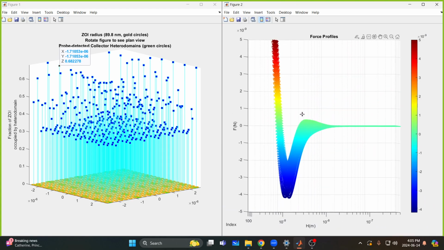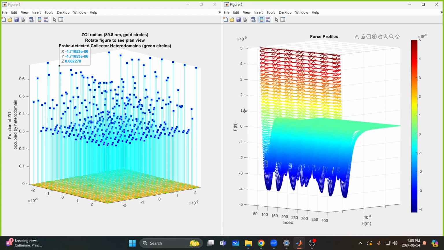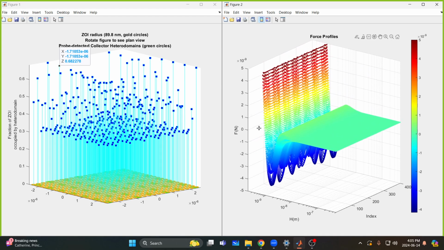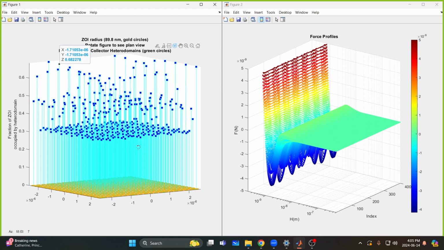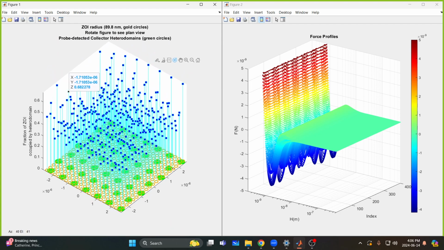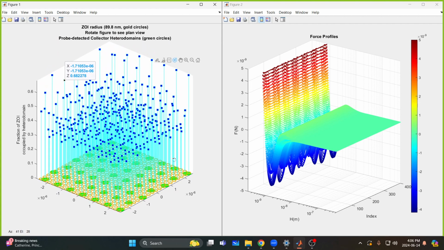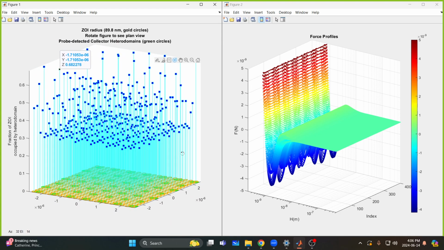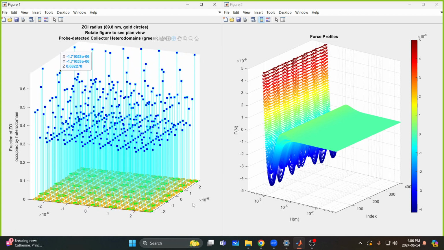And it's interesting to me that it produces a minimum. It looks like the minimum AFRAC is about 0.3. Yeah, I wasn't expecting that. That's interesting. So everywhere across this domain, no matter where you are, you've got at least 30% of the ZOI filled by heterodomains. And so that's going to help with attraction.